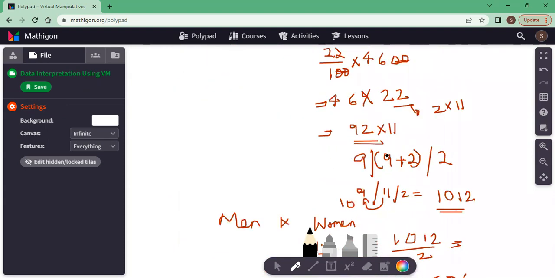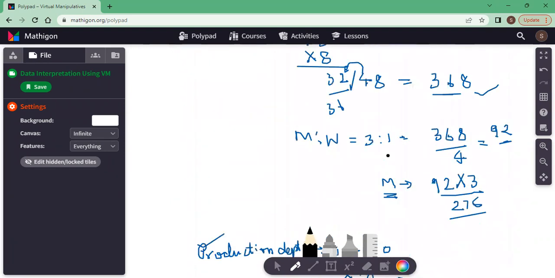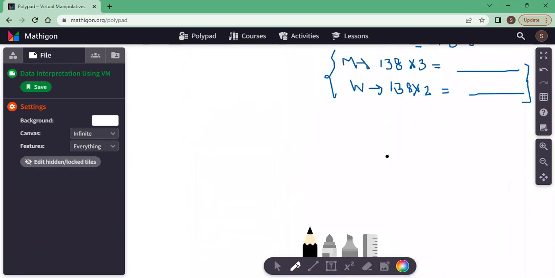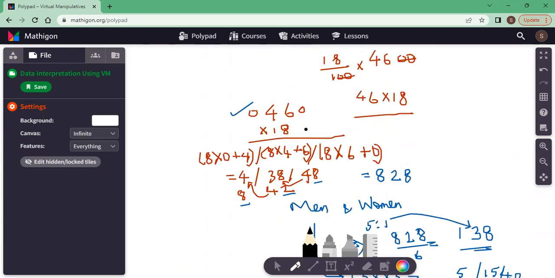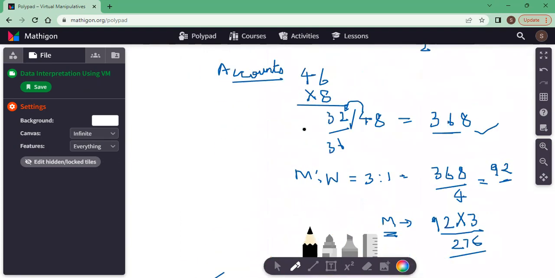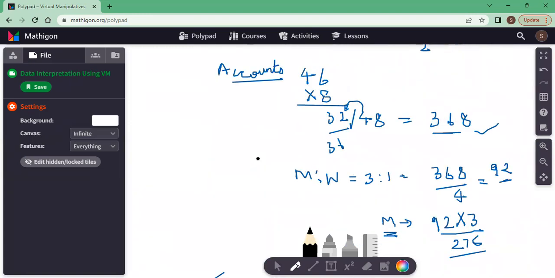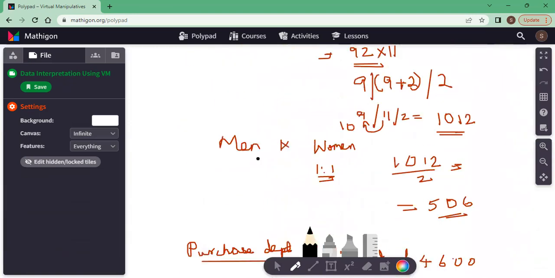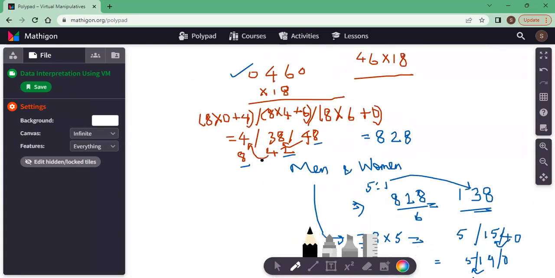Now, how do you verify if your answers are correct? That whatever you have done is correct. Just find out the total number of employees working in all the departments one by one. First one is 1196. Second one is 1012. After marketing, it is the purchase department. Purchase department is 828.